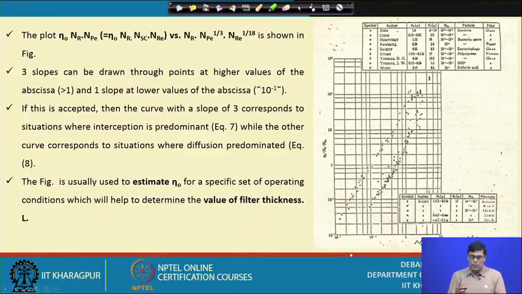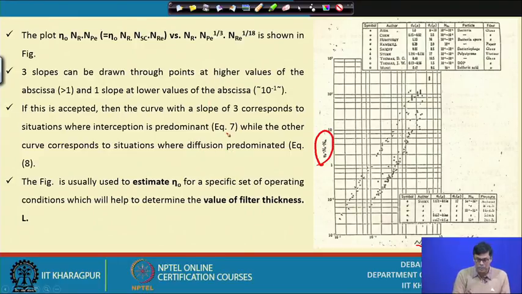Now, this is the correlation that we have. This is a very interesting correlation. I have taken this from Biochemical Engineering by Humphrey. This is eta 0 in terms of N_R and N_Pe, where N_Pe is the Peclet number and N_R is the interception number, and N_Re is the Reynolds number. So, you can write like this.